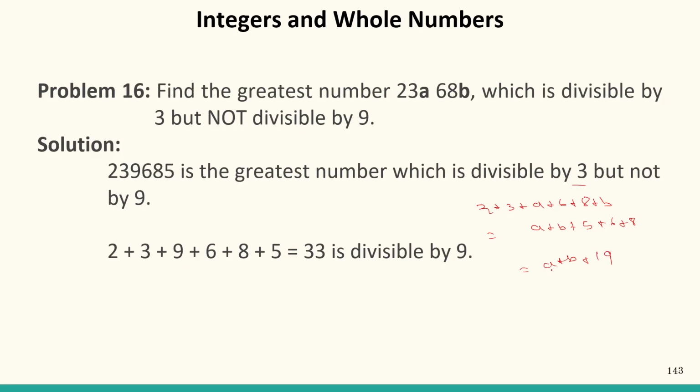Okay. So basically if a is equal to 9 and b is equal to 5, then their addition will become what? So it will be 9 plus 5 is equal to 14. So 14 plus 19 is equal to what? 33. That is actually divisible by 3. But as you can see, 33 is actually not divisible by 9. Okay. So 33 is not divisible by 9.